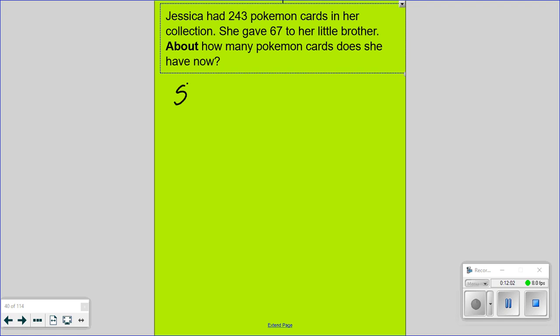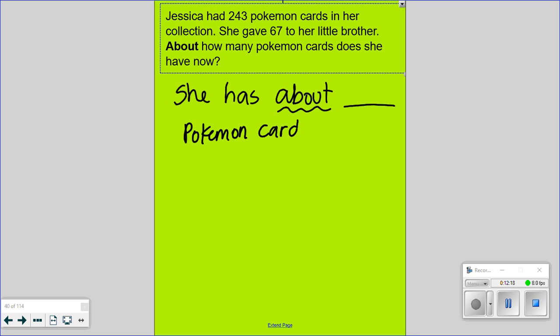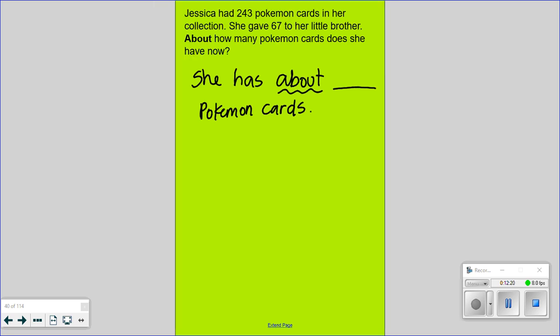She has. We need that word about because we are not finding exact answers. She has about blank Pokemon cards. She has about blank Pokemon cards. Pokemon. I just said Pokemon.